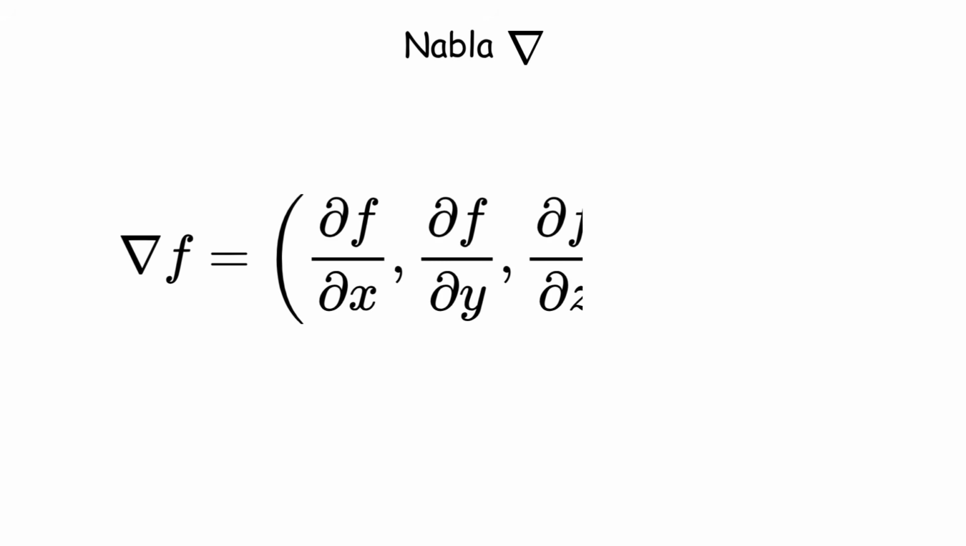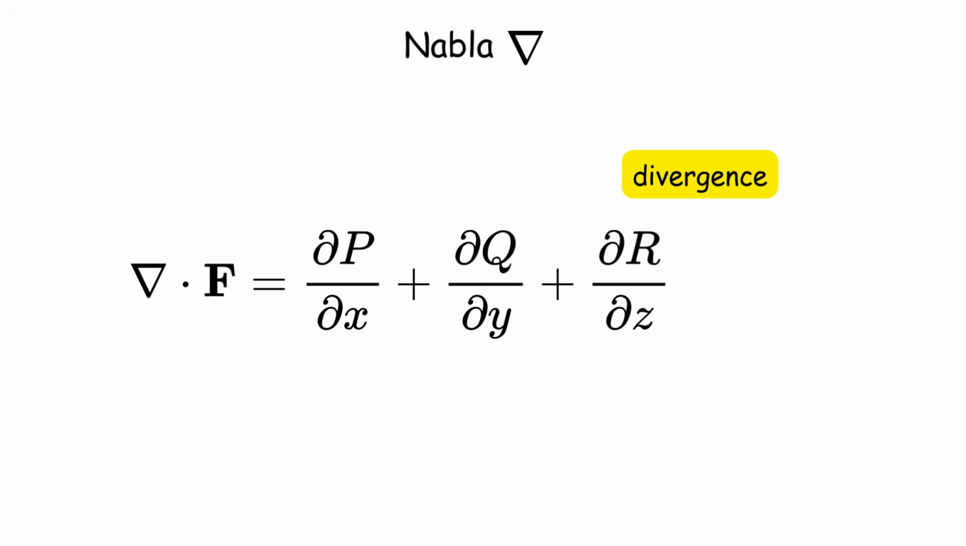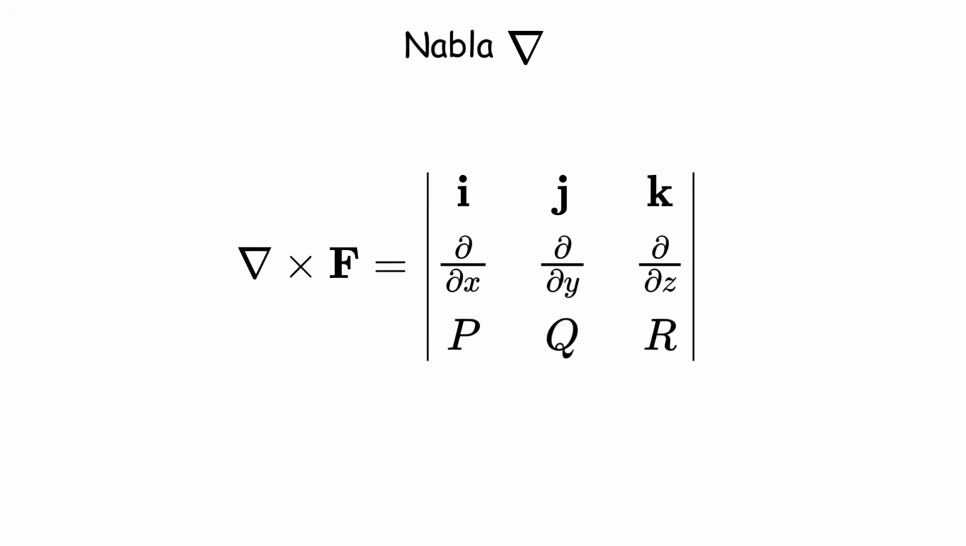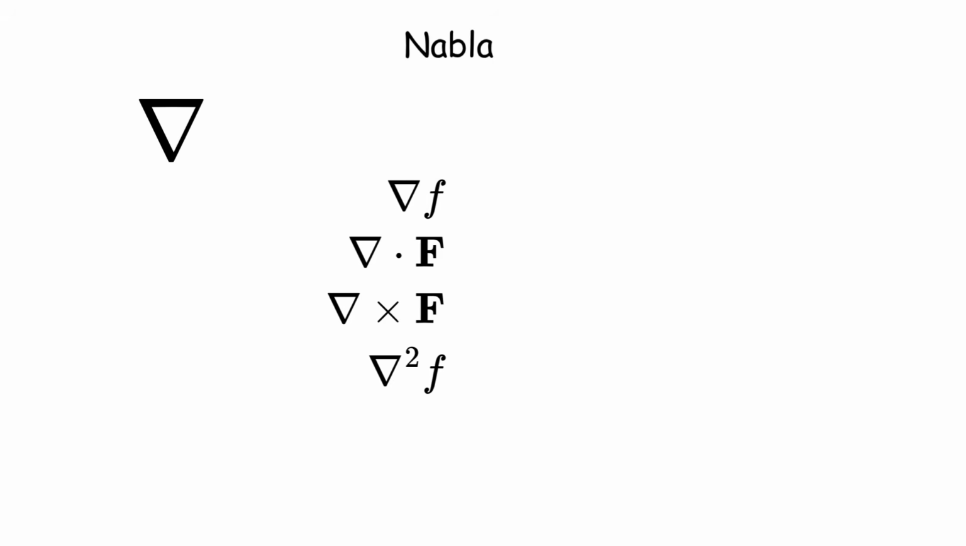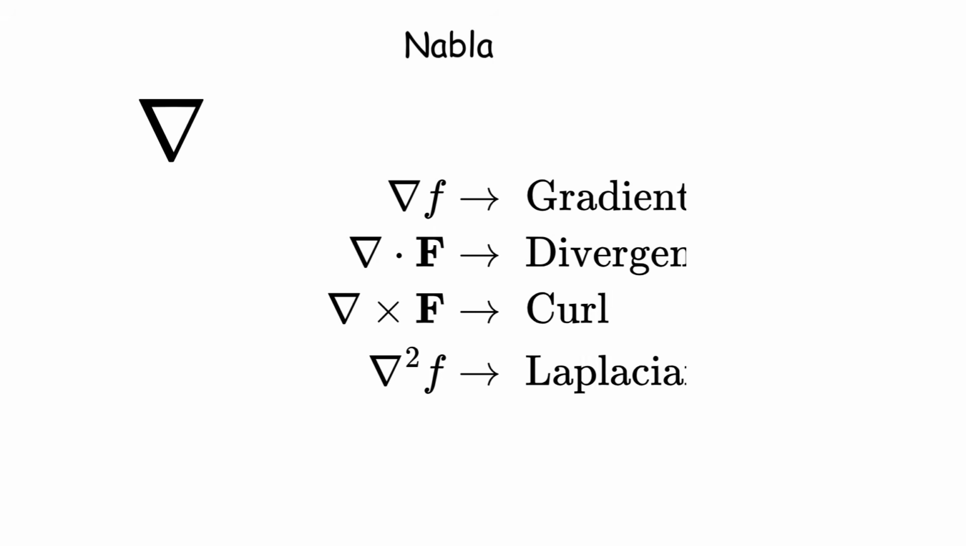Alone, applied to a scalar field, it produces a gradient. Dotted with a vector field, it produces divergence. Crossed with a vector field, it produces curl. Squared, it becomes the Laplacian. One symbol, four jobs, and the only way to know which one is happening is the operator sitting directly beside it.